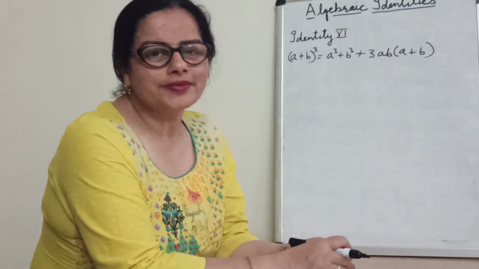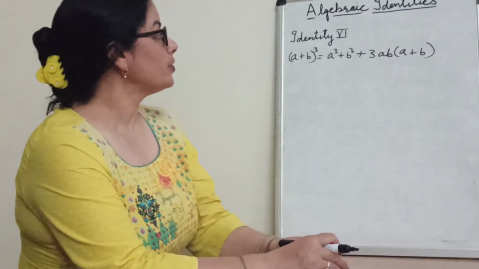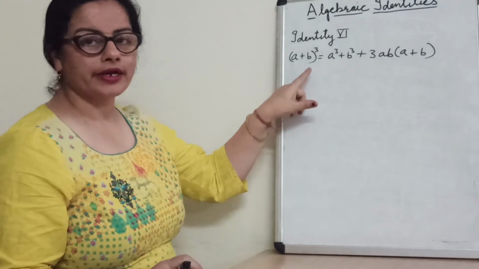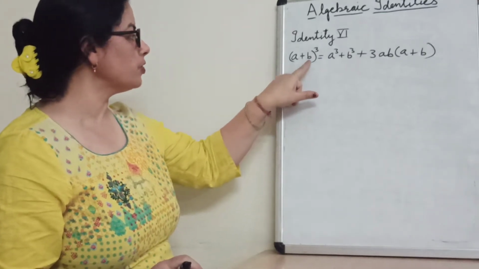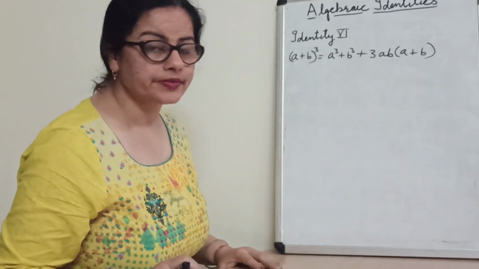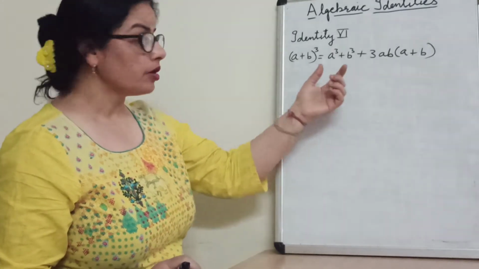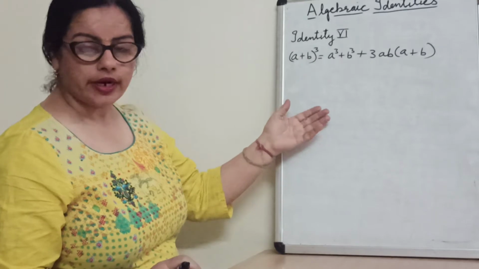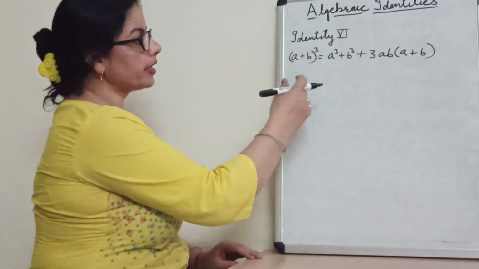Good morning, students. Yesterday we were doing identities and I told you the sixth identity: (a + b)^3 = a^3 + b^3 + 3ab(a + b). This identity we have studied. Now from this identity one more identity we can derive.